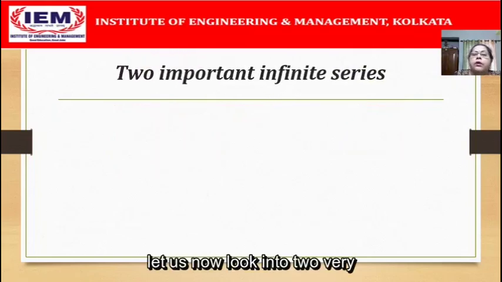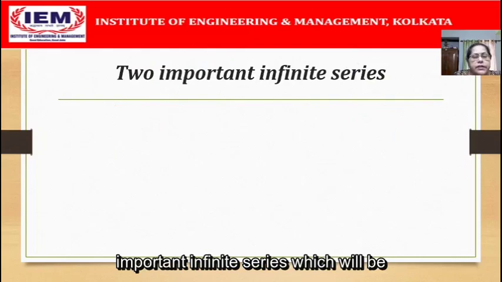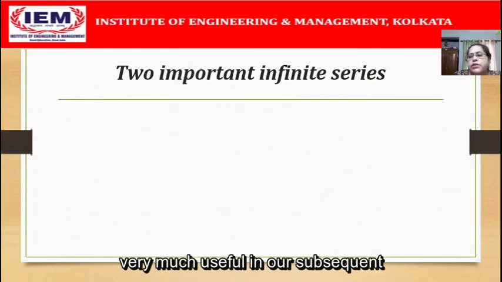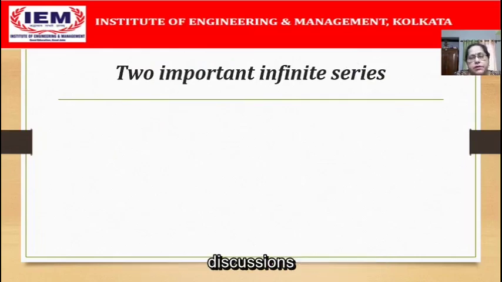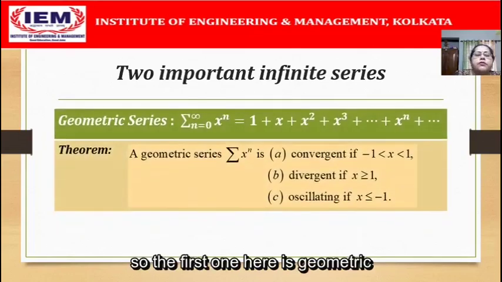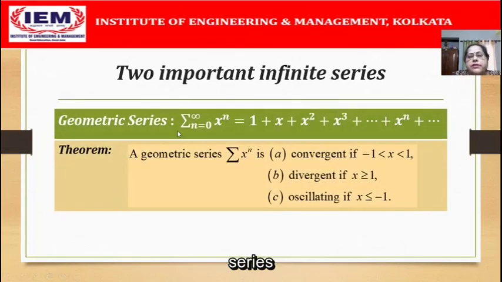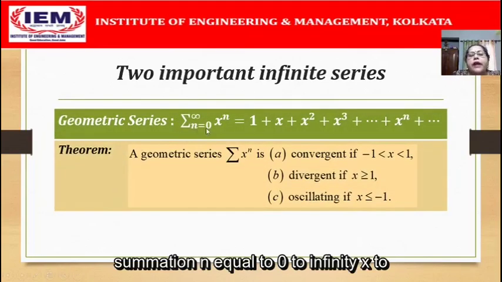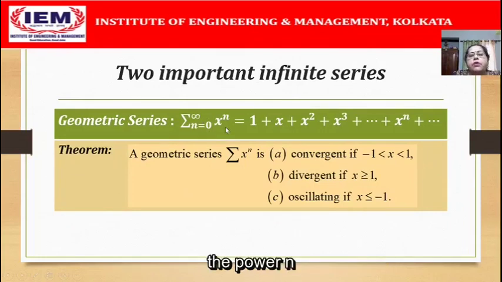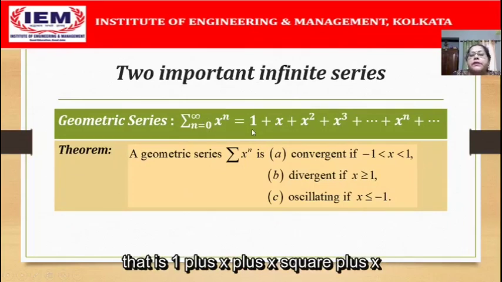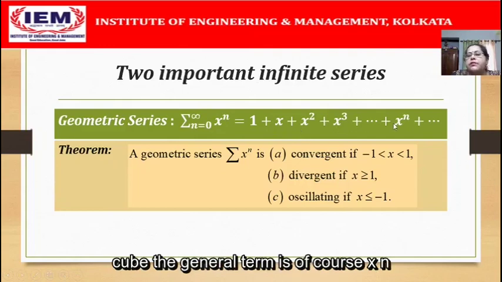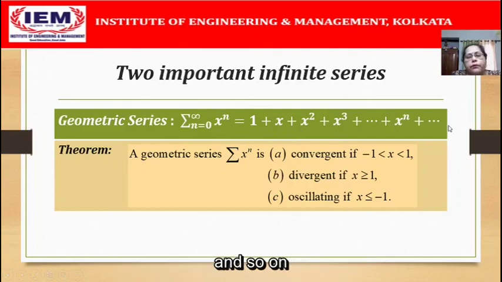Let us now look into two very important infinite series which will be very much useful in our subsequent discussions. So the first one here is the geometric series, summation n equal to 0 to infinity x to the power n, that is 1 plus x squared plus x cubed. The general term is of course x^n and so on.